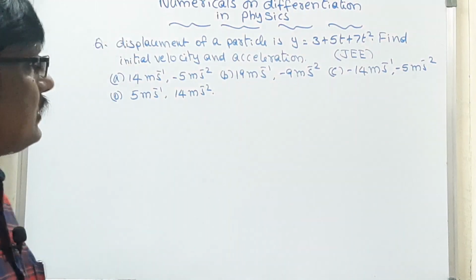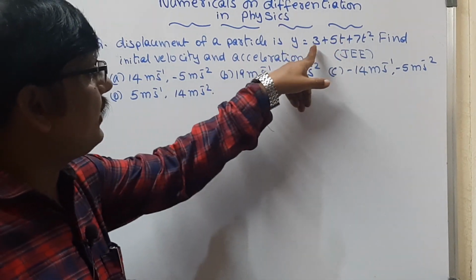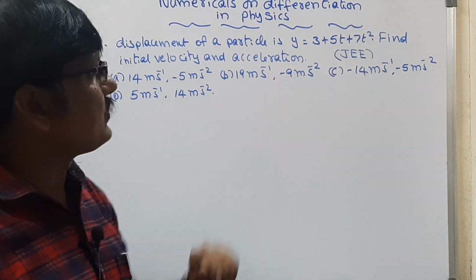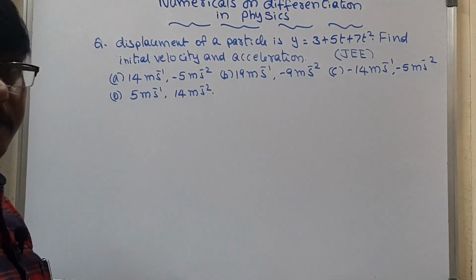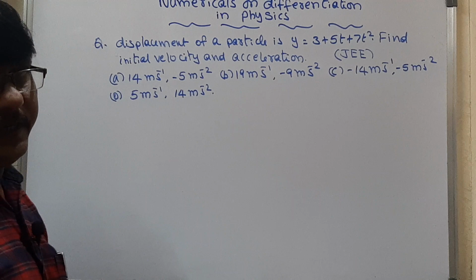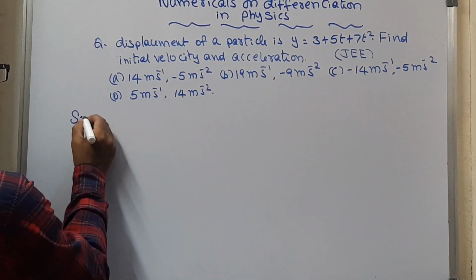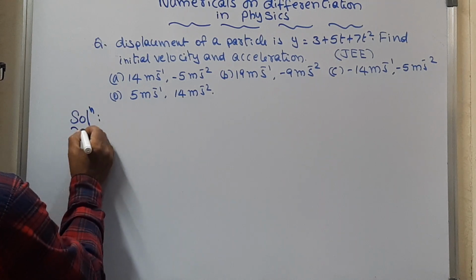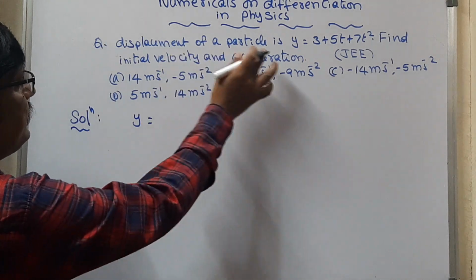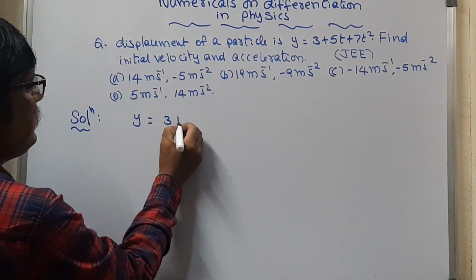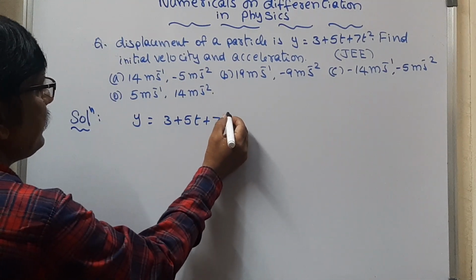See, here the displacement of a particle is given, that is y. y is equal to 3 plus 5t plus 7t square. Find the initial velocity and acceleration. So now let us find the initial velocity and acceleration. First we take the velocity, the displacement. How much is the displacement given? y is equal to 3 plus 5t plus 7t square is given.